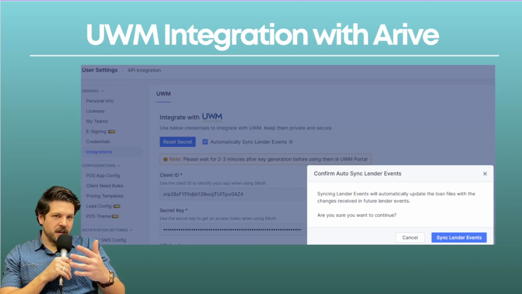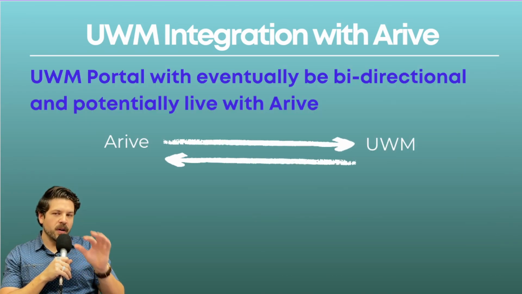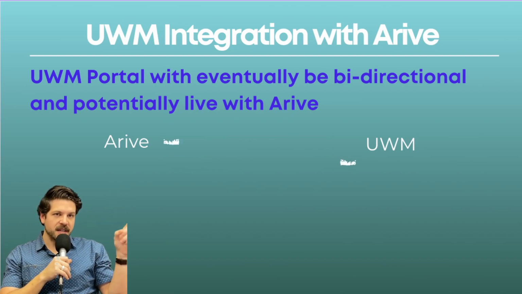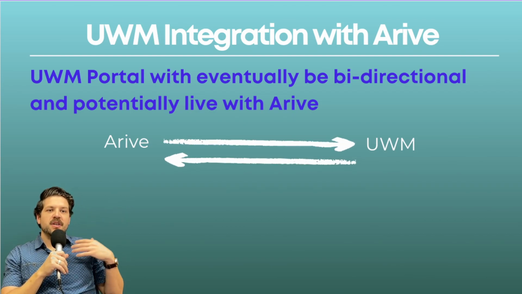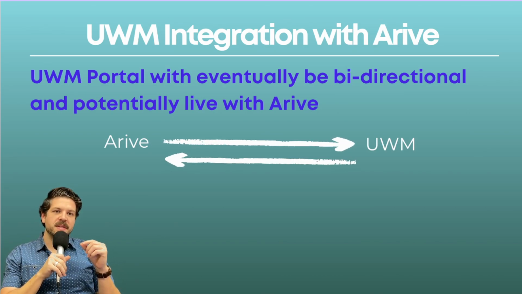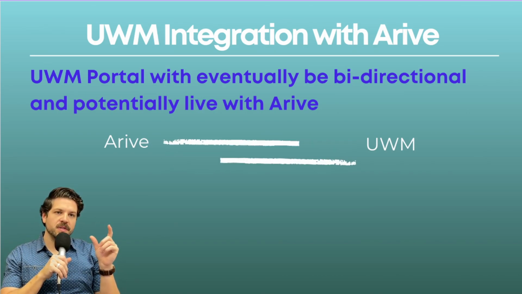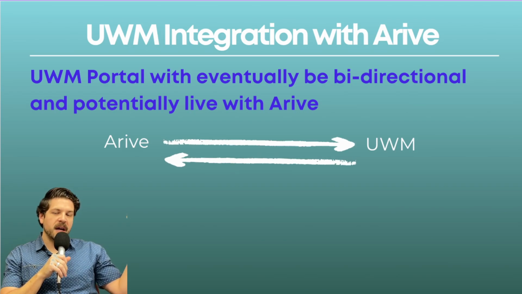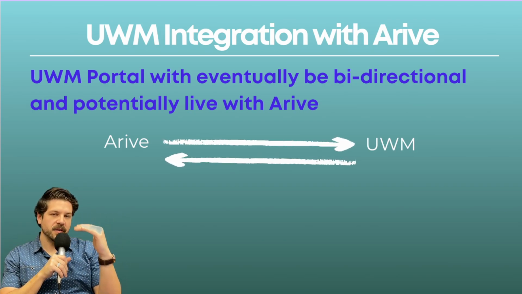The future is what has me giddy, and this is why you want to set this up. They are working on making this bi-directional API include loan statuses. So imagine this. Soon when an underwriter in UWM says, hey, this loan is clear to close, that will automatically happen in ARIVE. You'll hit the clear to close status.